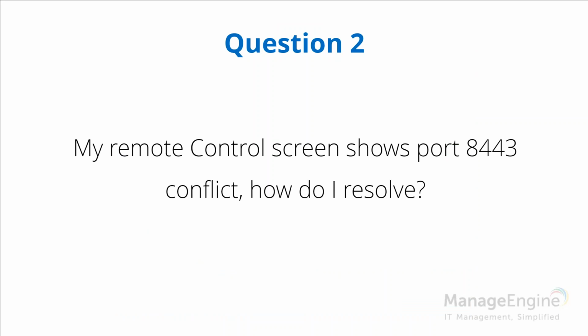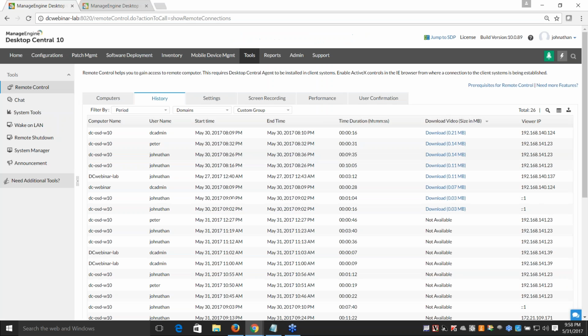All right, next question is, my remote control screen shows port 8443 conflict. How do I resolve? All right, so first and foremost thing, you have to check whether the port, so 8443 is a default port used by the product for remote control functionality, and that is on the Desktop Central server end. So you need to ensure that this port is not being used by some other process or application. You can run the command netstat -ano on the server machine to find out.